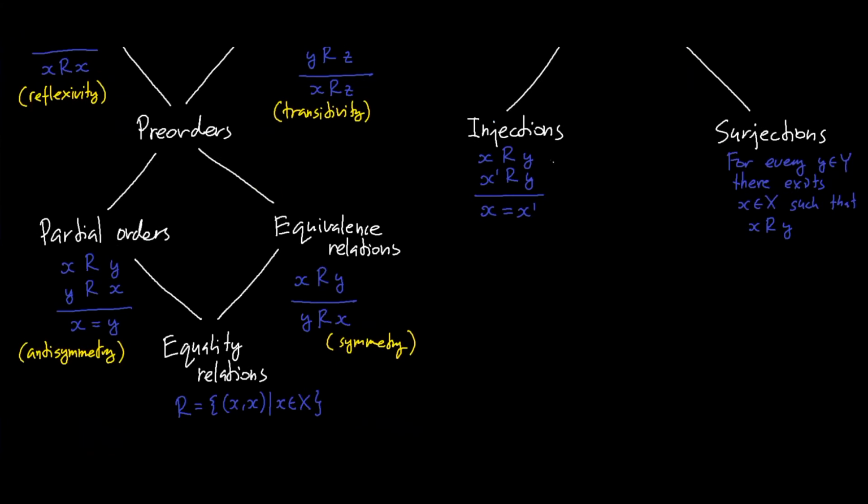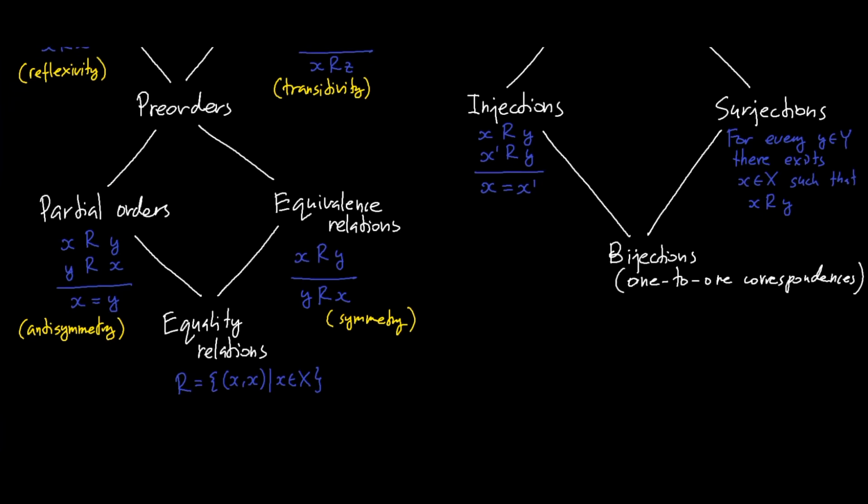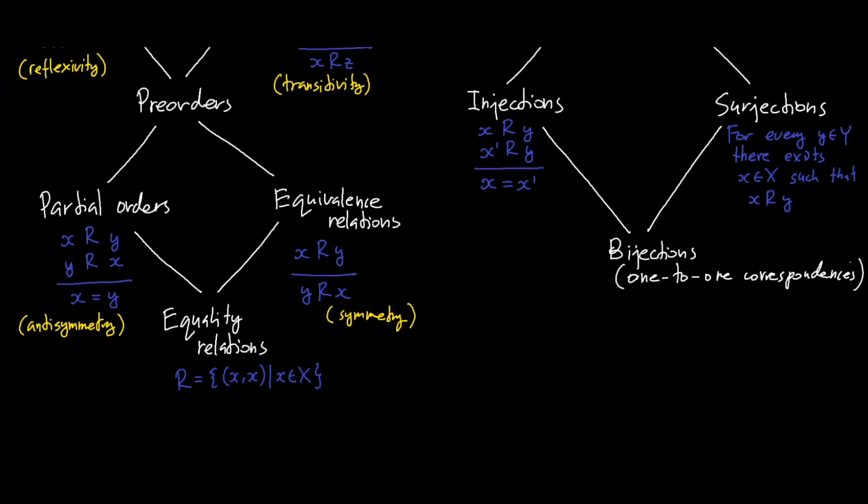And if we overlap these two, we get something called bijections. Another name for bijections is one-to-one correspondences. So bijection is the same as one-to-one correspondences. And that's just the overlap of these two. And then, of course, the equality relation happens to be a bijection. So we have a line going that way.